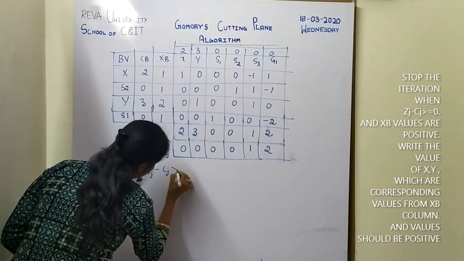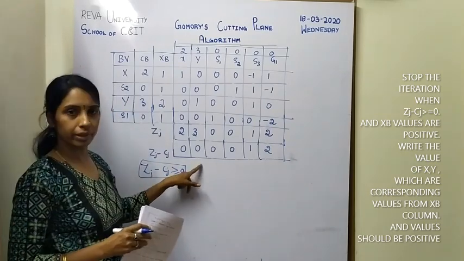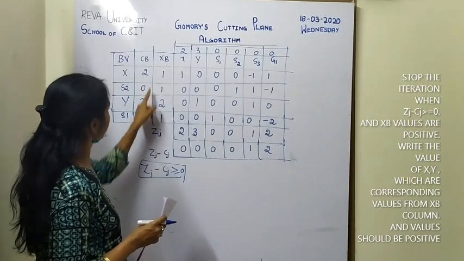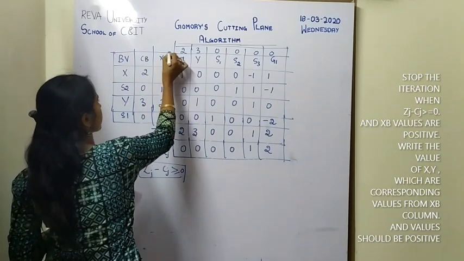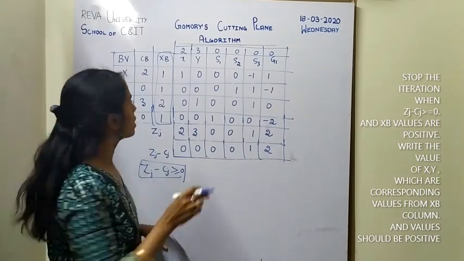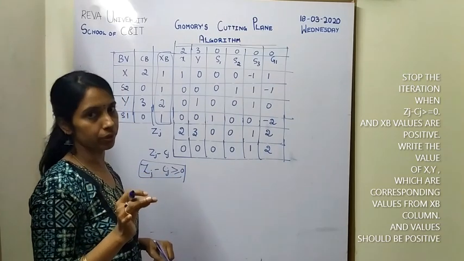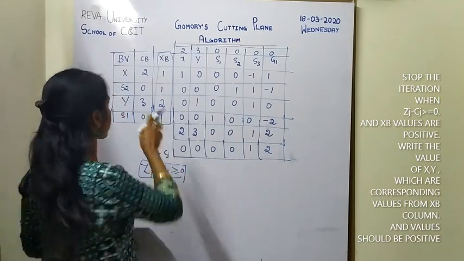Now if you observe in this table, Zj minus Cj, what is our optimality condition for maximization? Zj minus Cj should be greater than or equal to 0. Yes, it is satisfying our condition, and you have to see all your xb values. All the xb values are positive here. So you have to stop the iterations and you have to just write down the values of x, y and find out the value of the objective function.